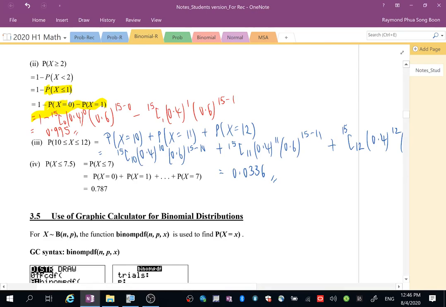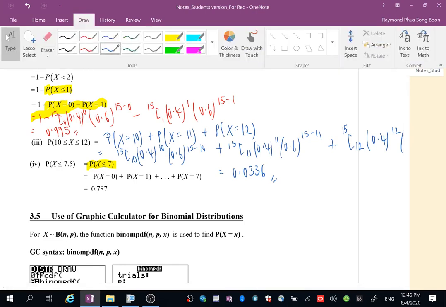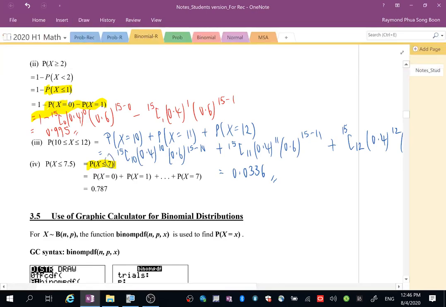But we know that our random variable x is referring to the number of people. So in real life, the number of people cannot be a non-whole number like 7.5. Therefore, finding probability x less than or equal to 7.5 is the same as finding probability x less than or equal to 7, since the value that satisfies this inequality must be a whole number or integer.